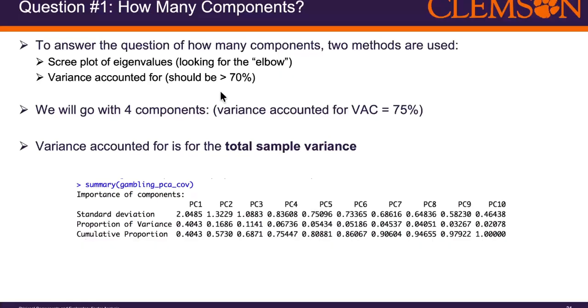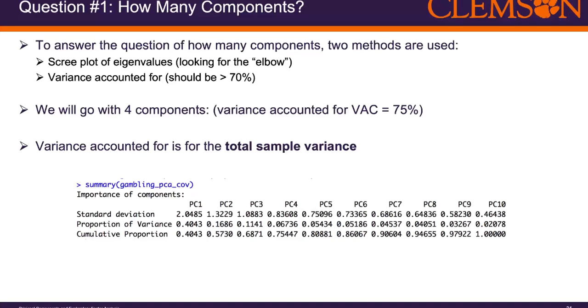There are two methods that we end up doing this. The first is to look at what we call a scree plot. I'll show that on the next slide. Basically, we're plotting the eigenvalues in order from largest to smallest, and we're trying to look for a bend or sort of a point of diminishing returns, an elbow to it. Again, I'll show that in the next slide.